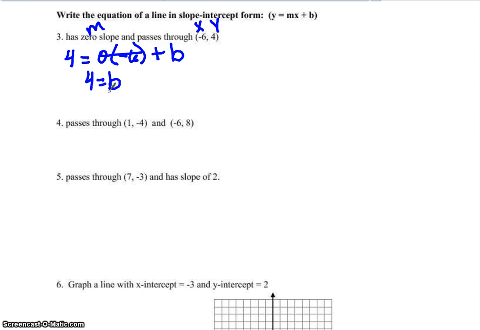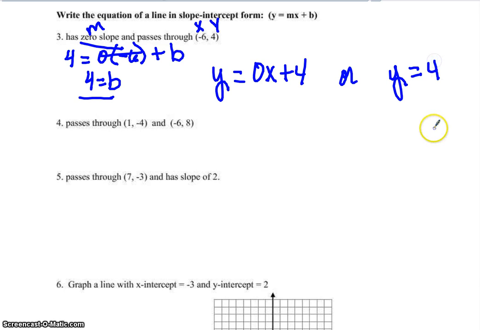But you are not through. You have to use your slope and your y-intercept and actually write the equation. Y is equal to 0x plus 4, or if you don't like that 0x, you could just say y is equal to 4. Either of those is acceptable.